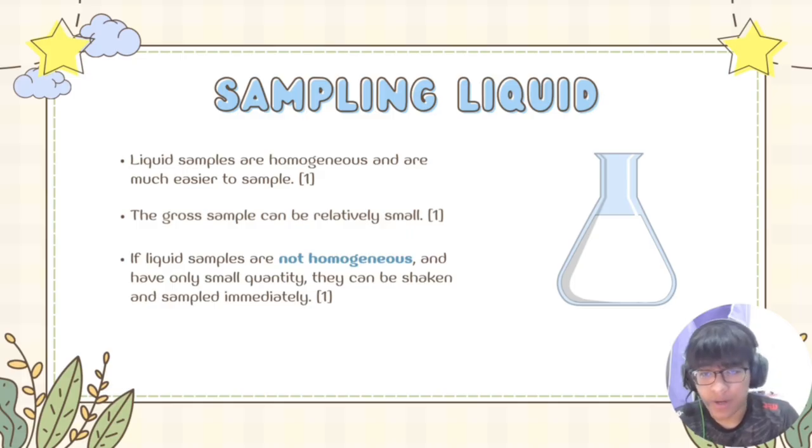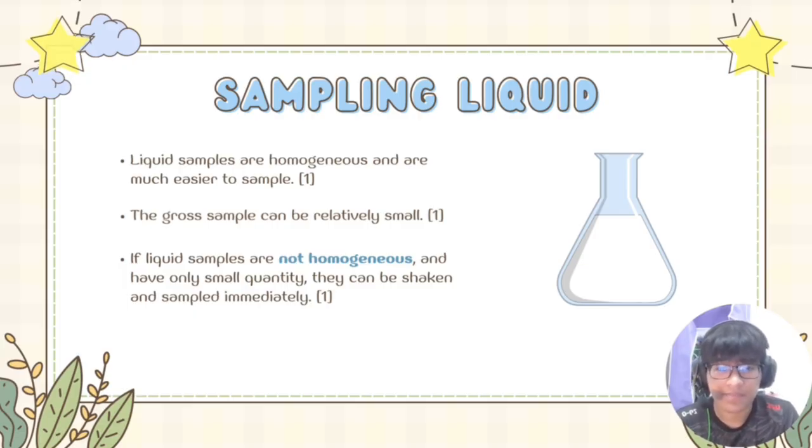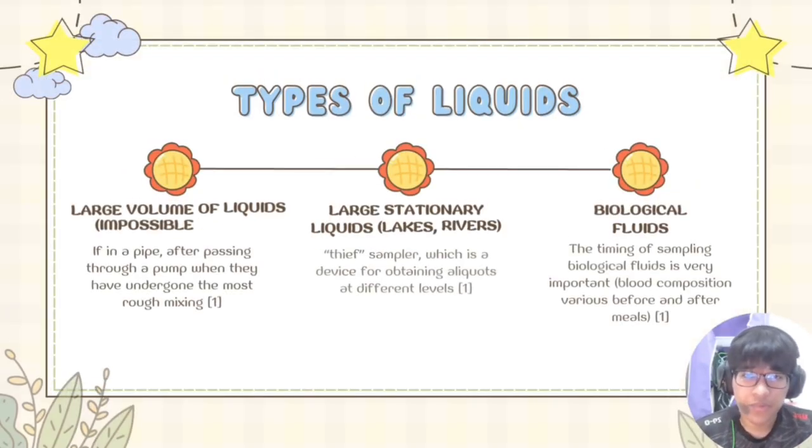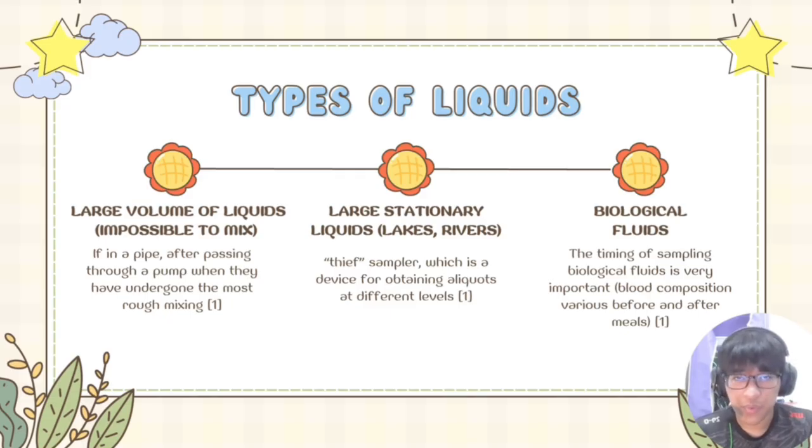Let's move on to sampling liquid. Liquid samples are homogeneous and are much easier to sample. The gross sample can be relatively small, and if the liquid samples are not homogeneous and only have a small quantity, they can be shaken and sampled immediately. Sampling will depend on the types of liquid. There are 3 types of liquid.